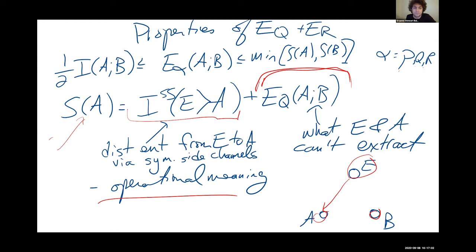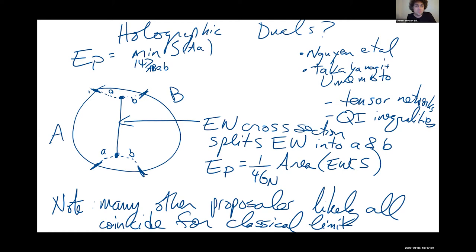We would like to know what are the holographic duals now of these quantities. The EP, there was a holographic dual proposed by Nguyen et al. and also Takayanagi and Umemoto, basically by thinking about tensor networks and quantum information inequalities, specifically these inequalities up here.